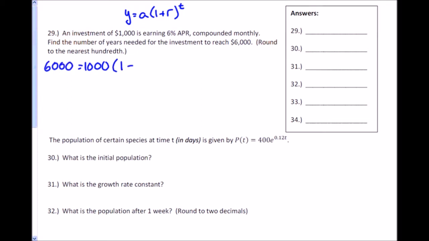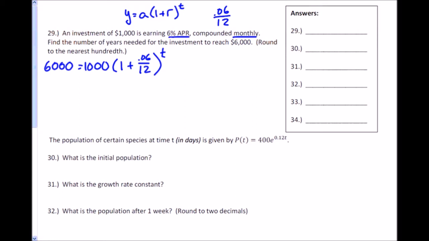The rate is 0.06. However, that's an APR, a yearly percentage that's being compounded monthly. So I need that as a monthly percentage. So 0.06, I have to divide by 12, okay, when I punch this in. And now I'm going to raise it to the t. And keep in mind, t is the time here, but the time is going to come out in months because my interest rate is now in months.